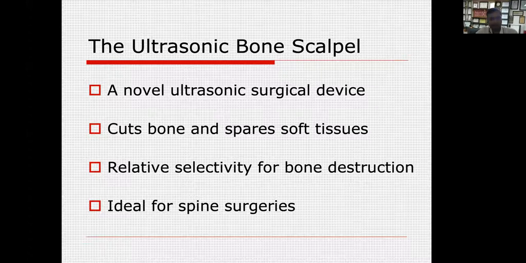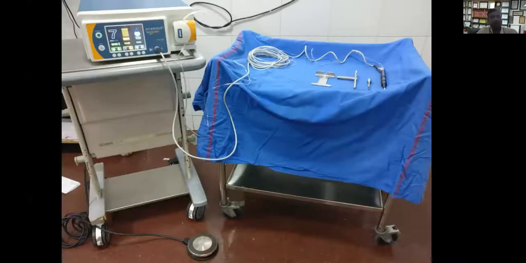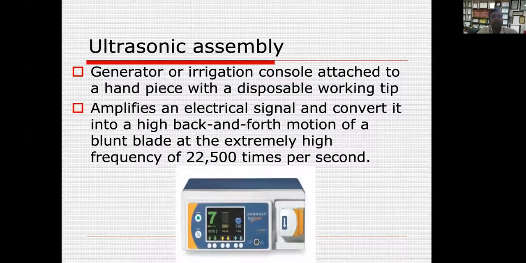Recently, this tool has been promoted as ideal for spine surgeries. And why is it so? We will just see. So this is the usual assembly. It has a generator. It has a tubing which connects it to the handpiece. And the handpiece bears the terminal working piece. So basically, if we look at the ultrasonic assembly, it's a generator or the irrigation console.